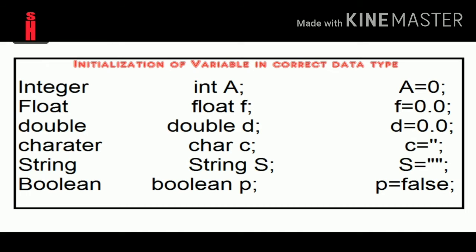Now moving towards the sixth data type, that is boolean. In boolean we have declared a variable p.